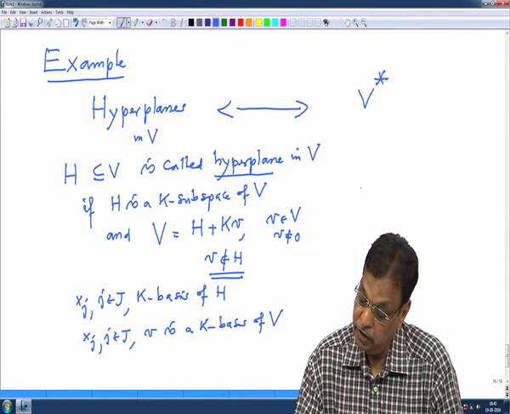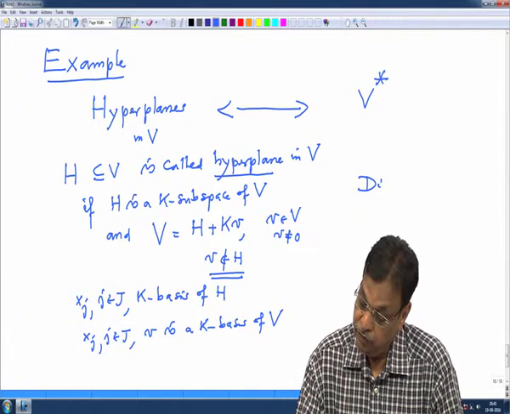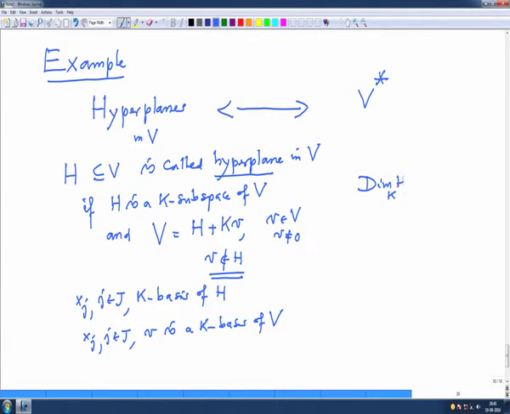In a finite dimensional case it is easier. In a finite dimensional case we could simply say that the dimension of H is 1 less than the dimension of V. This makes sense only when V is finite dimensional. Otherwise this equality does not make sense. Aleph naught minus aleph naught is aleph naught, so it does not make sense. So, such a thing is called a hyperplane, and we have lots of examples.